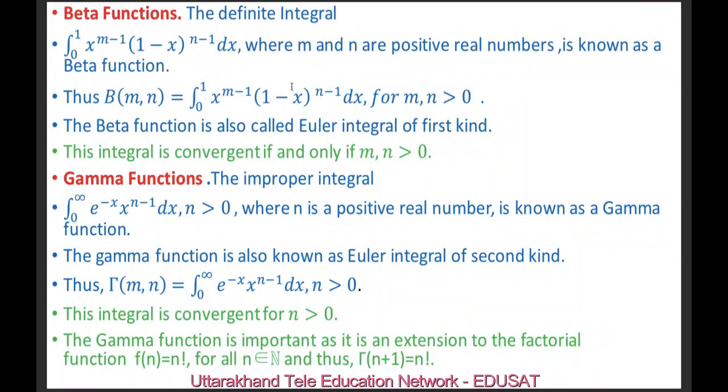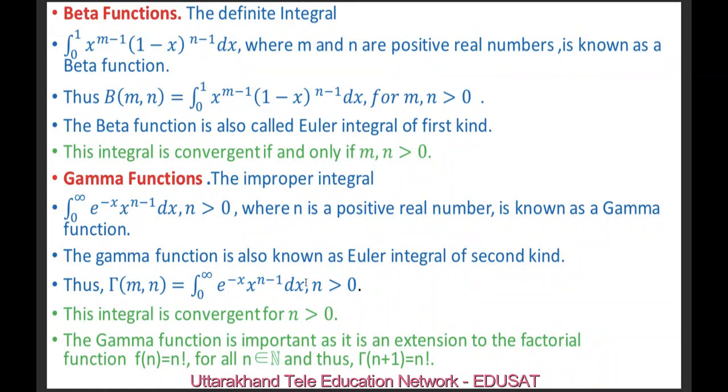And the improper integral from 0 to infinity of e raised to power minus x, x raised to power n minus 1 dx, where n is greater than 0, is called a gamma function, and this is also called Euler integral of second kind, and in this case we write it as gamma(n) equal to integral 0 to infinity e raised to power minus x, x raised to power n minus 1 dx, where n is greater than 0, and this integral is convergent when n is greater than 0.